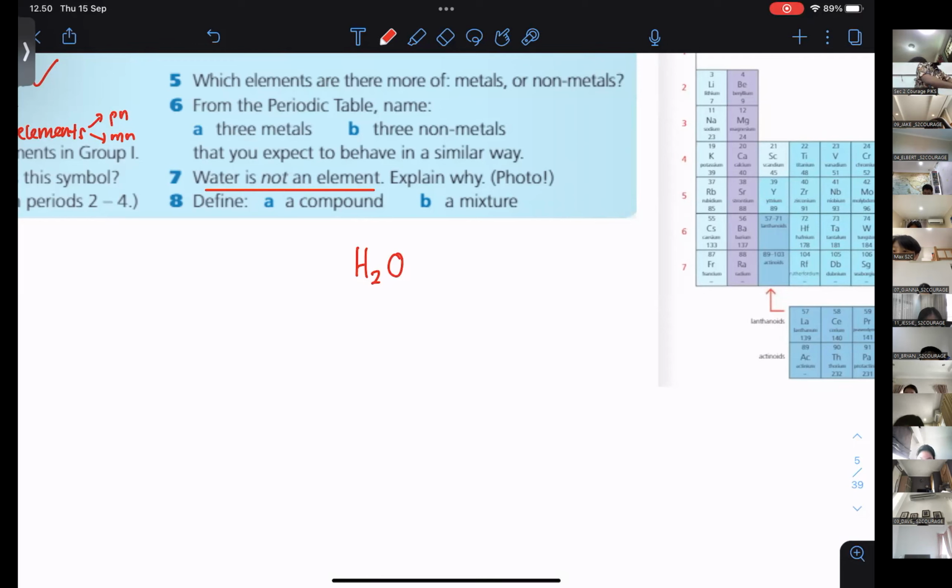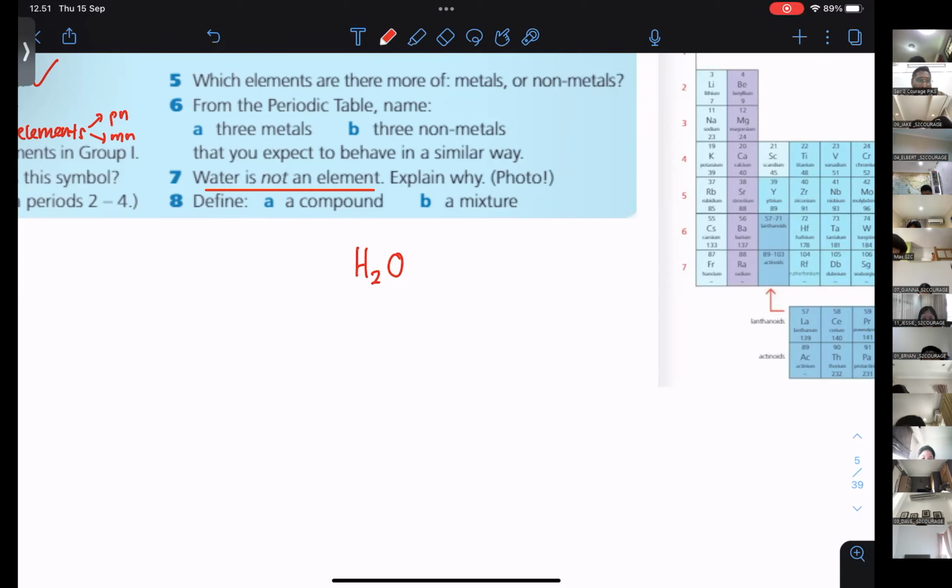Because it contains more than one element. Again, can you tell me again? Because it contains more than one element. Yes, correct. Rather than saying element, it is made of different atoms. It contains 2 different atoms, hydrogen and oxygen. It contains more than one atom, so therefore it's not an element.